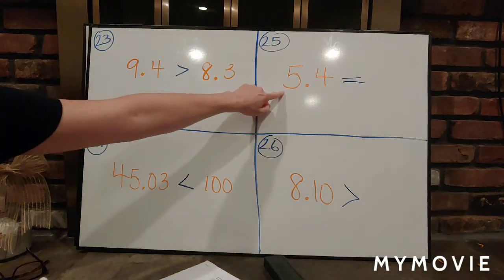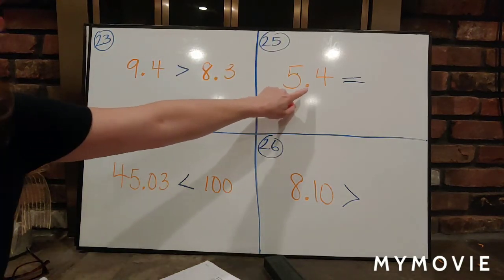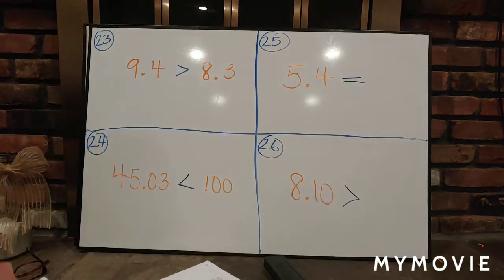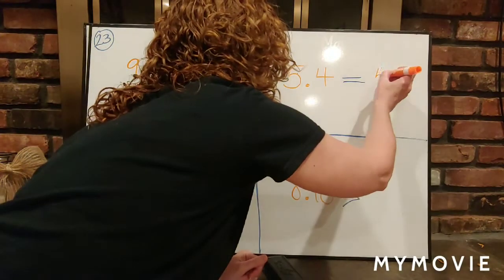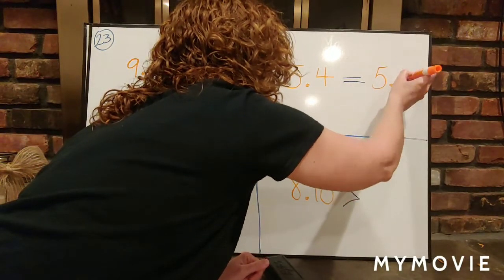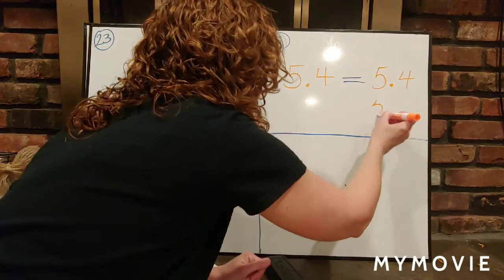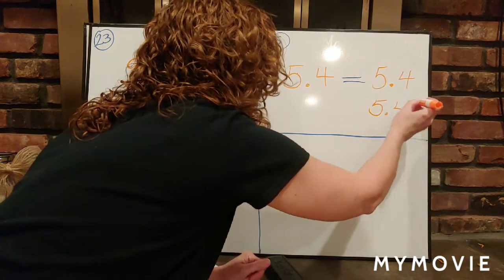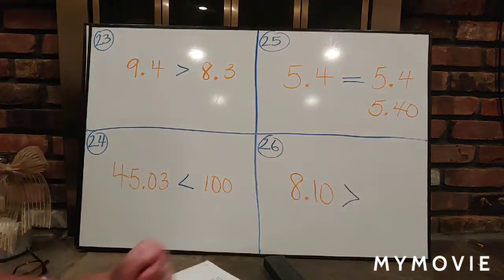All right, so we want a number that's equal to 5 and 4/10. This seems like a trick question, right? So here are the 2 answers that you could have. You could have 5 and 4/10, or you could also have 5 and 40/100. That would be the same. So either of those would be right.